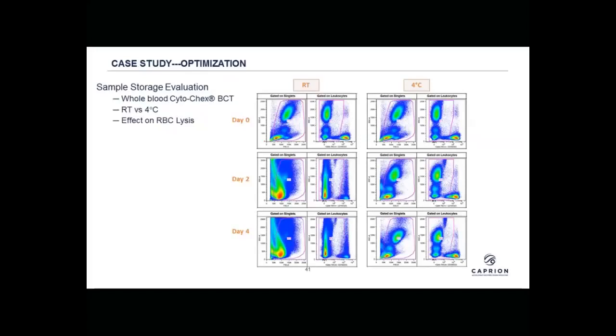So here's a case study where we looked at whole blood collected in Cyto-Chex tubes, and we compared shipping and storage at room temp versus 4 degrees. So on day 0, you can see everything looks quite nice, but over the subsequent days, we found that shipping and storage at 4 degrees, we saw more optimal red blood cell lysis. And so part of this assay optimization was to choose that as our shipping and storage conditions.